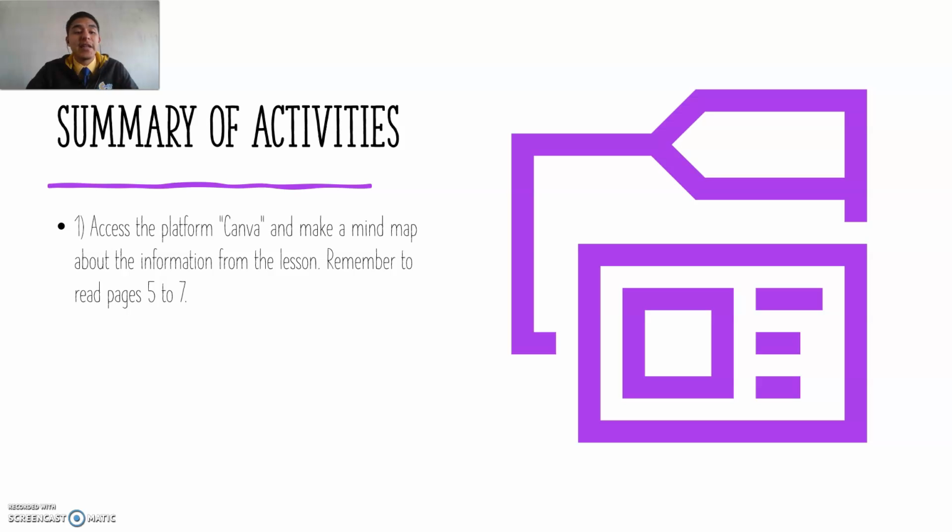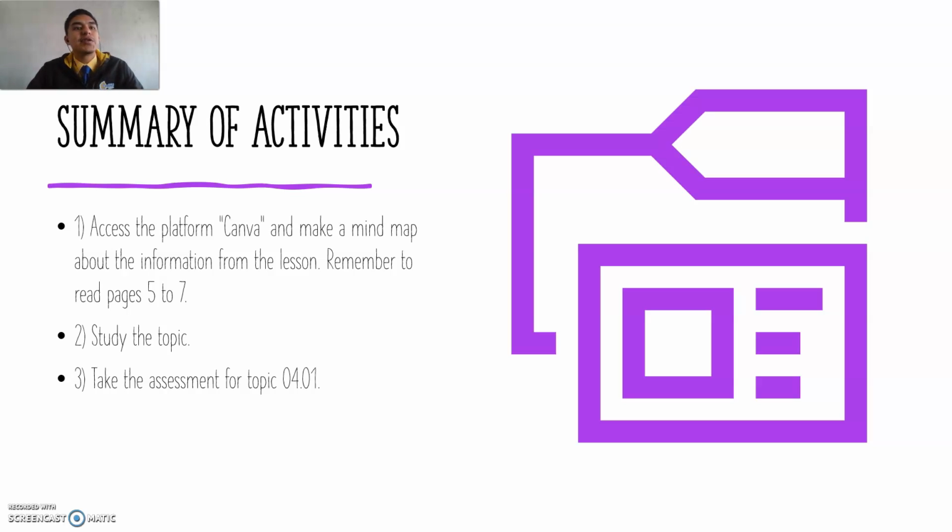Number 1, access the platform Canva and make a mind map about the information from the lesson. Remember to read pages 5 to 7. So you have to read all of the topic, but you're going to find most of the information in this presentation. Don't forget to read pages 5 to 7 because that is information that you need to take into consideration as well for your mind map. Number 2, study the topic. And when you are done, number 3, take the assessment for topic 4.01.